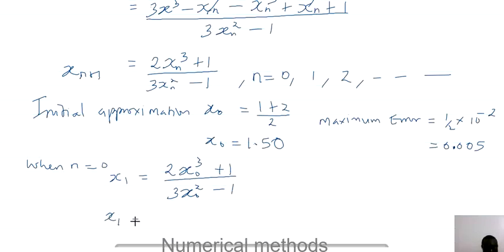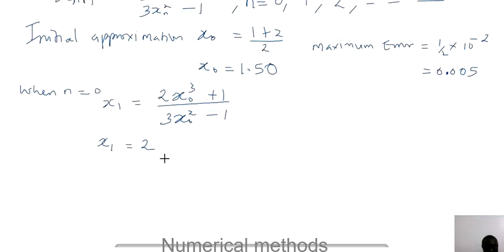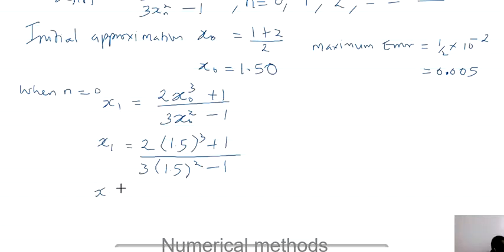x_1 is now equal to 2 into bracket 1.5 power 3 plus 1 over 3 into bracket 1.5 squared minus 1. So when you compute very well there, when you press your calculator, you're going to get x_1 as being equal to 1.3478. This is 4 decimal places here. Now before we continue to something else, we have to get the error.